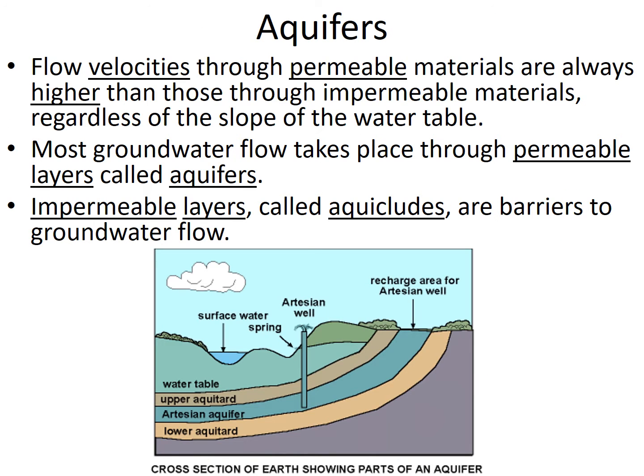So let's talk about aquifers. The flow velocities, or the speed at which water flows through permeable materials, are always higher than the speeds through impermeable materials, regardless of the slope of the water table. Most groundwater flow goes through permeable layers that are called aquifers. Impermeable layers are called aquicludes and are barriers to groundwater flow.